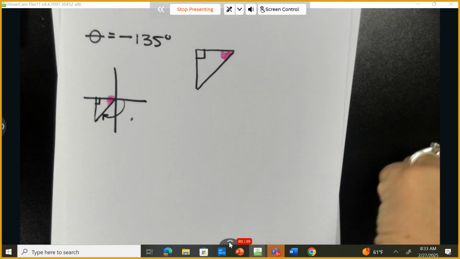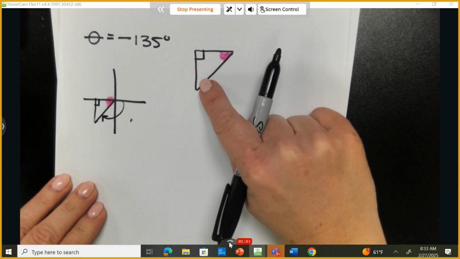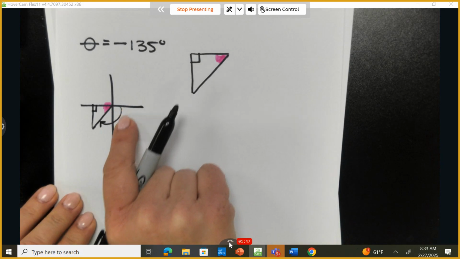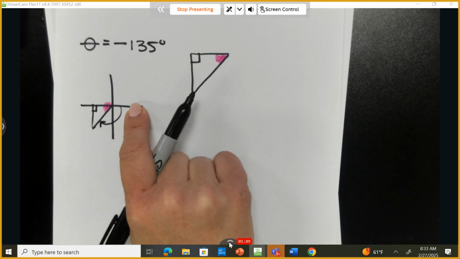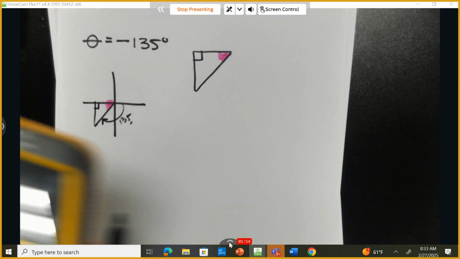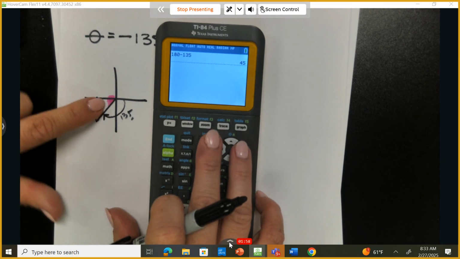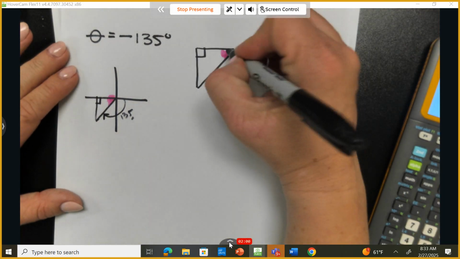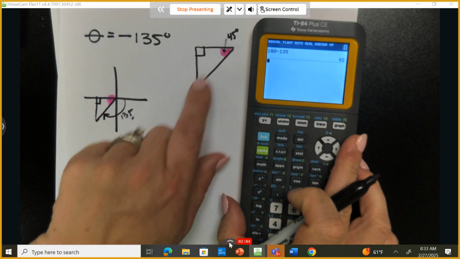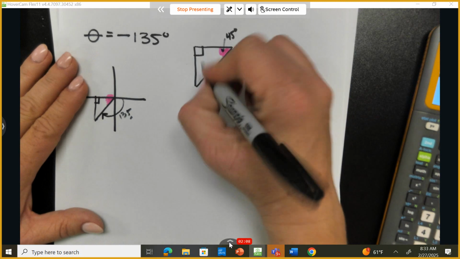We need to know all the angles of the triangle. I know this is 90, and so these two also have to add up to 90. Well, what angle is that? I know that half of a circle is 180, and I've already done 135 backwards. So if I take my calculator and I take 180 minus 135, I end up with 45. That means this remaining part is 45. Well, these two have to add up to 90, so 90 minus 45 is also 45.